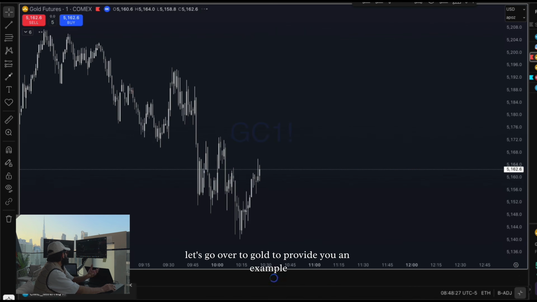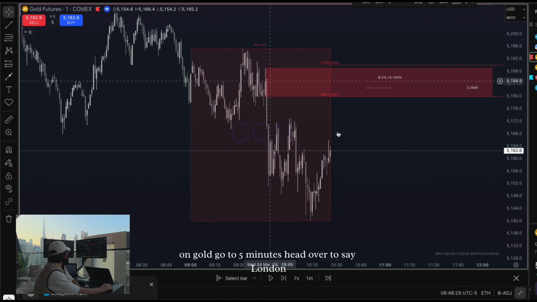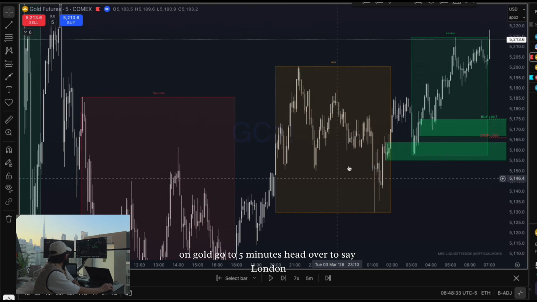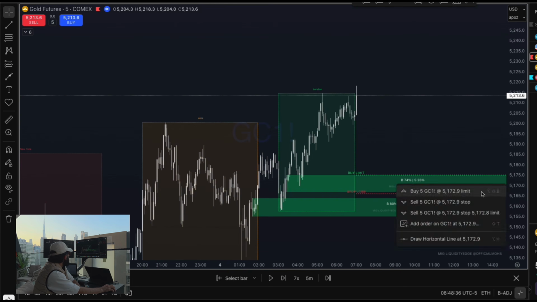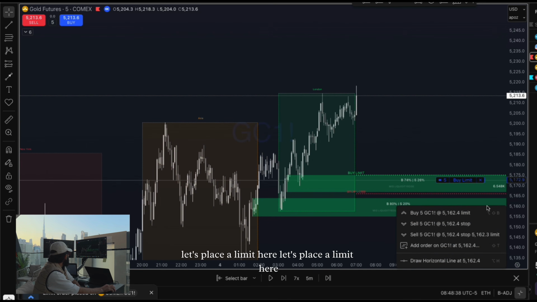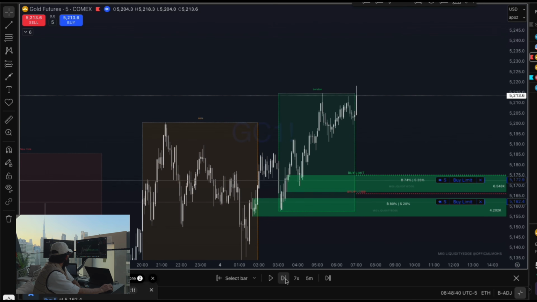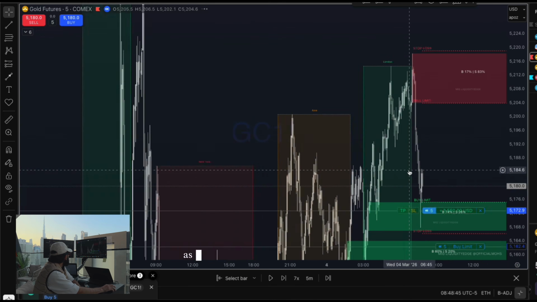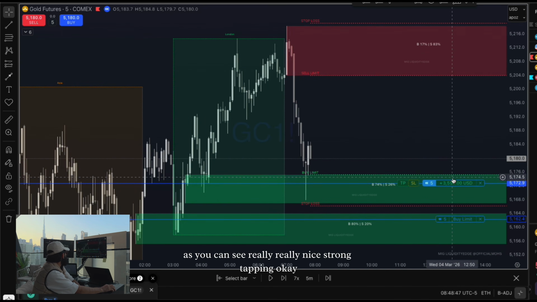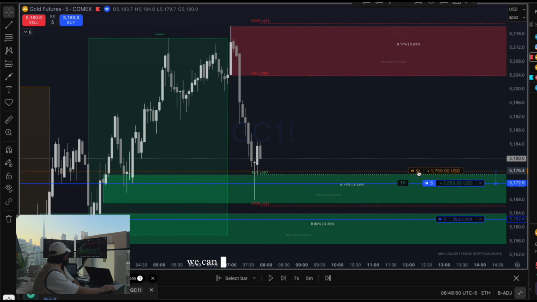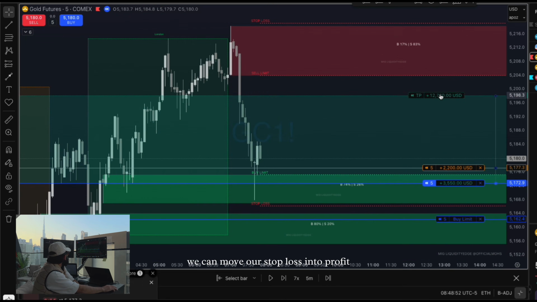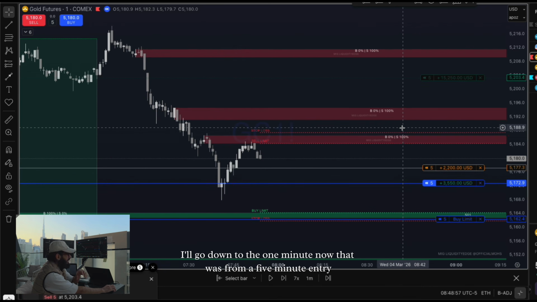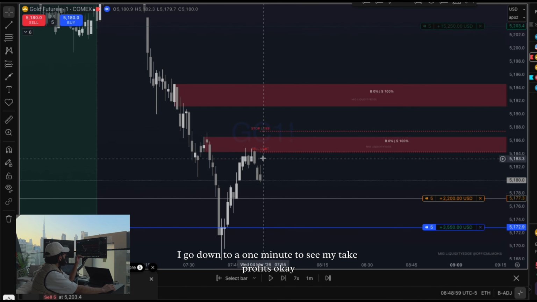Let's go over to gold to provide an example on gold. Go to 5 minutes, head over to, let's say, London. Let's place a limit here, let's place a limit here. As you can see, really nice strong tap in. Okay, we can move our stop loss into profit. I'll go down to the 1 minute now. That was from a 5 minute entry. I go down to a 1 minute to see my take profits.